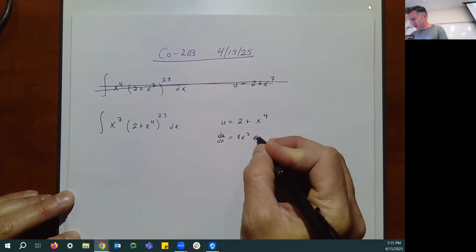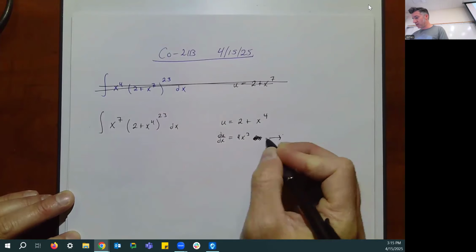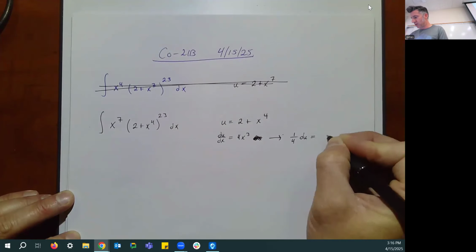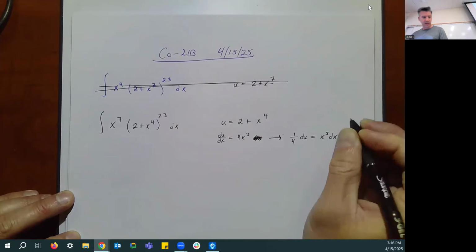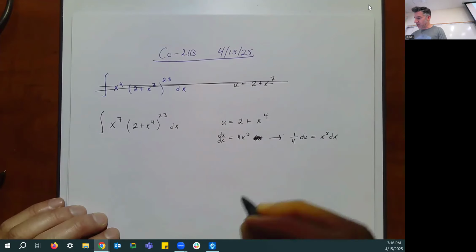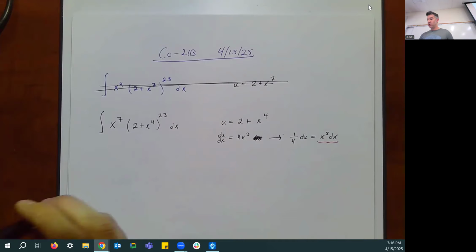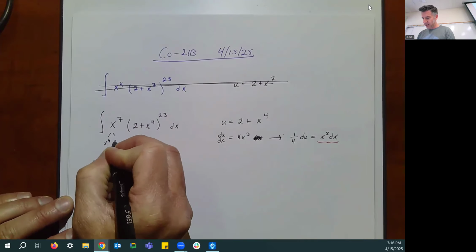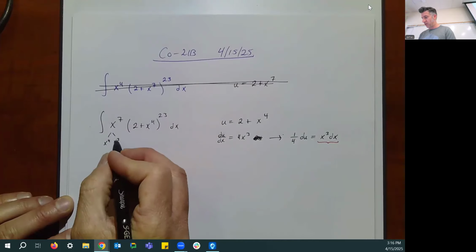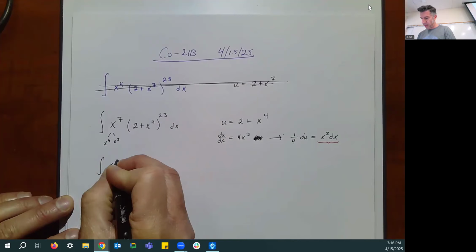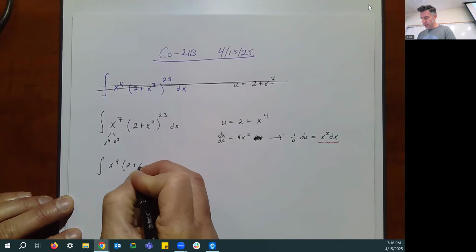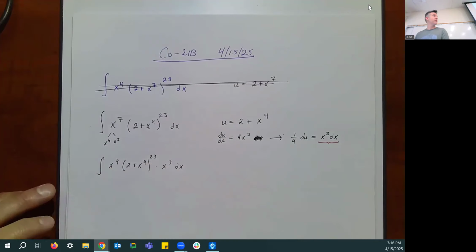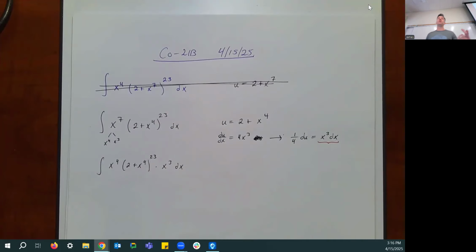Oh, sorry, there shouldn't be a dx over here yet. Apologies. The one thing I would do here is rewrite this as 1/4 times du equal to x cubed times dx. So I'm looking for an x cubed times dx in my integral. I'm going to rewrite the x to the 7th as x to the 4th times x to the 3rd, and pull the x to the 3rd part to be next to the dx. So I've got x to the 4th times 2 plus x to the 4th to the 23rd power times x cubed dx. And now we can start doing our u substitution.